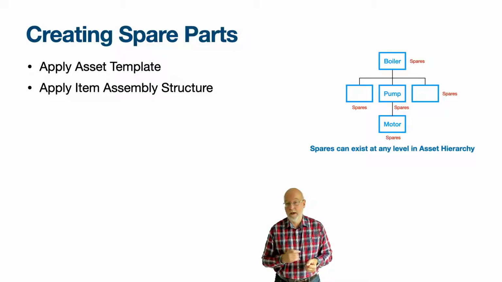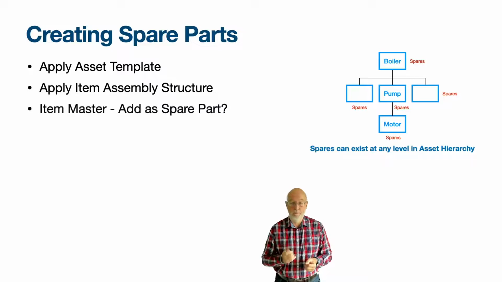Staying in the Item Master application, a field Add as Spare Part, when set, will automatically add the item into the asset spare parts table when the item is issued to the asset. The issued quantity field is incremented by the quantity of the item issued.